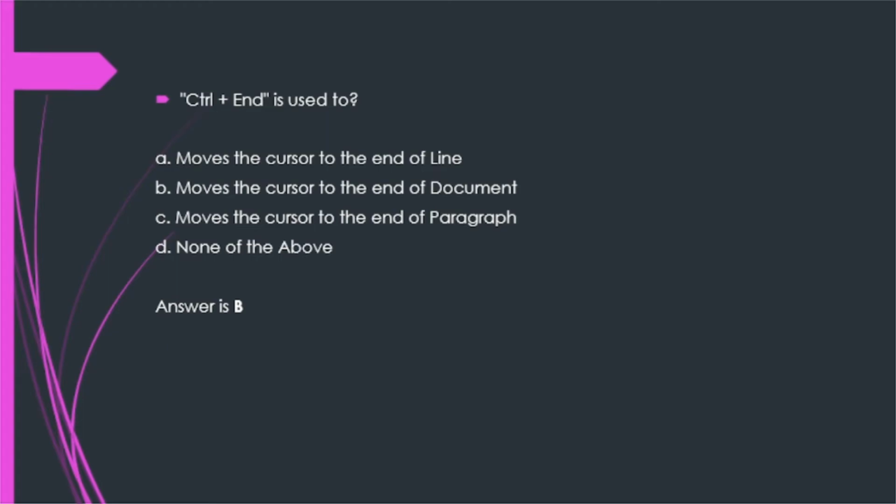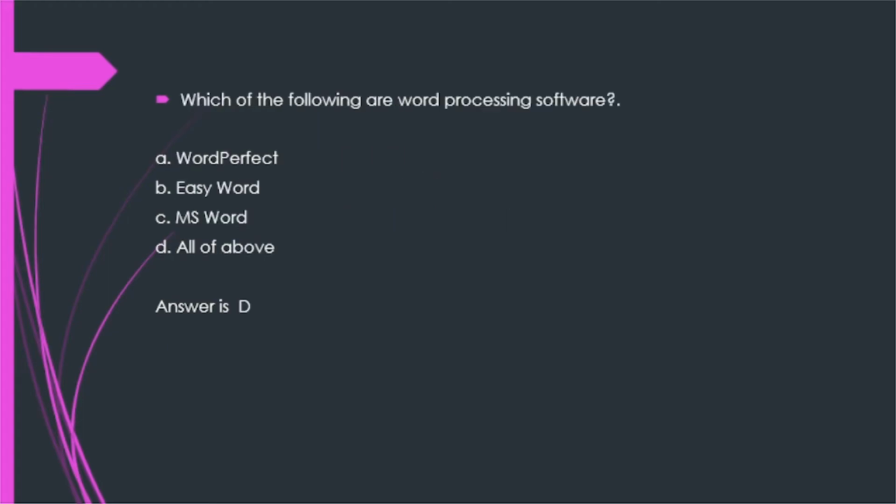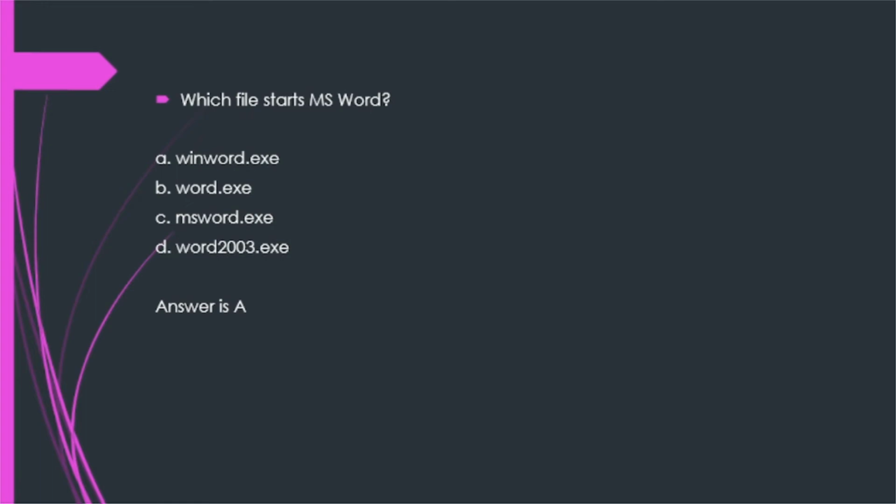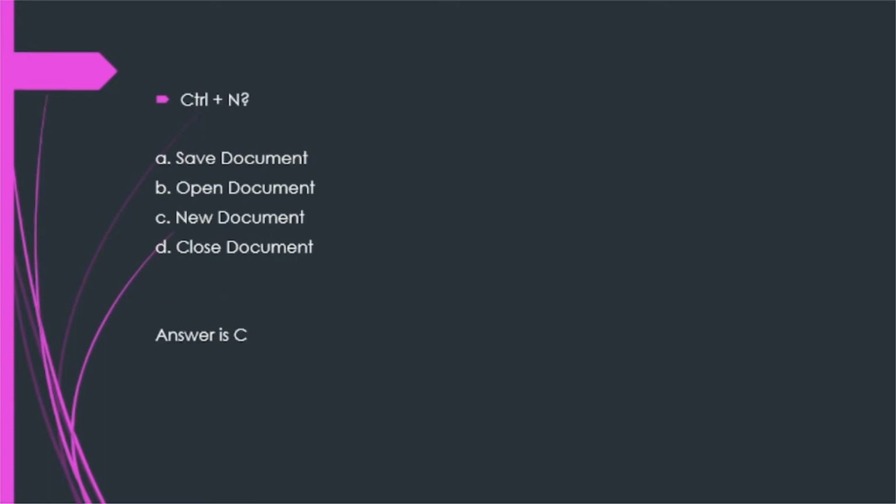Which of the following are word processing software? The correct answer is D. All of above. WordPerfect, EasyWord, MS Word. Which file starts MS Word? The correct answer is A. winword.exe. Control plus N. The correct answer is C. New document.